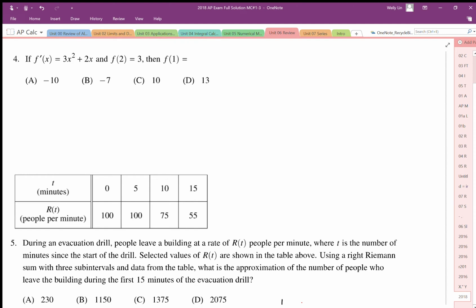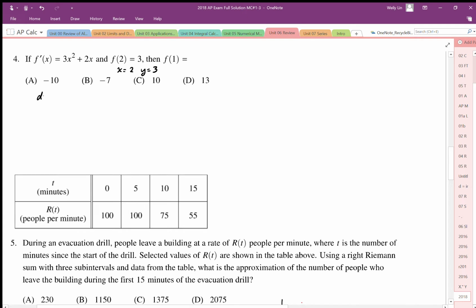Question number 4, we're given the derivative function f prime, and we're also given that f of 2 equals 3. So here we have x equals 2, y equals 3, and we're being asked to find the y value when x is 1. So we need to generate the f function, which is the antiderivative.